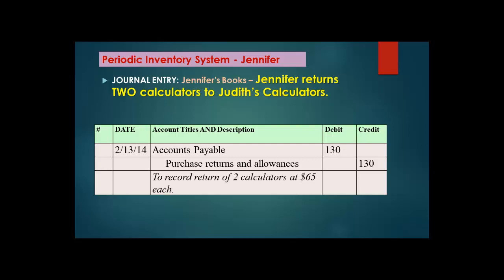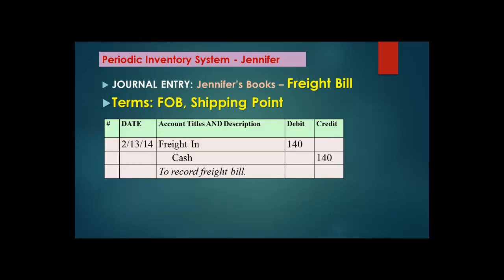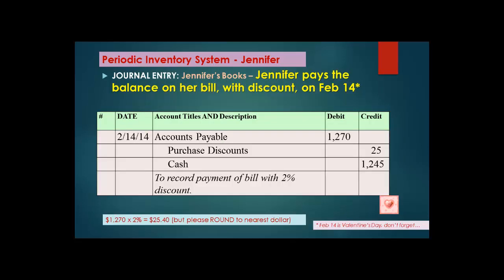Now let's take a quick look here. Let's go back and look at purchases. Normal balance for purchases is a debit. Normal balance for purchase returns is a credit. It is a contra account. And also when Jennifer pays her bill, same transactions, debit to accounts payable, credit to cash for the 98%. We're taking a 2% discount, and we're going to credit purchase discounts. Purchase discounts has a normal credit balance.